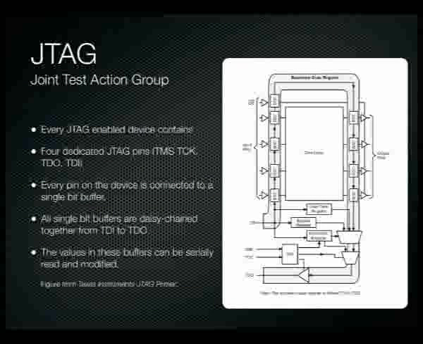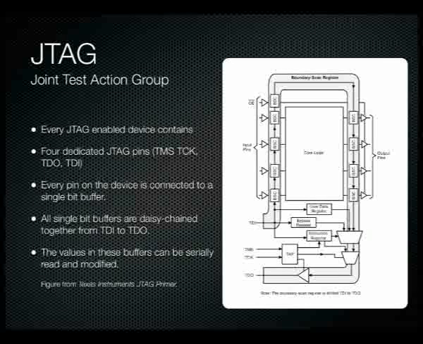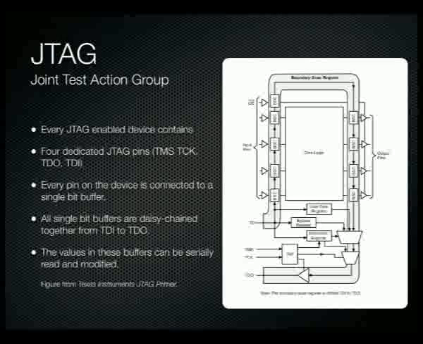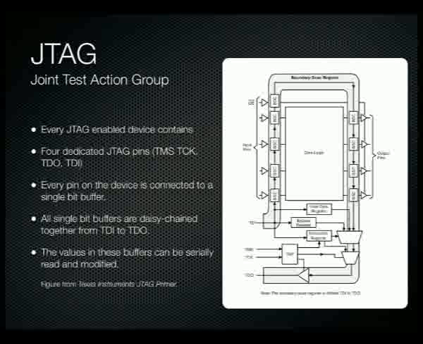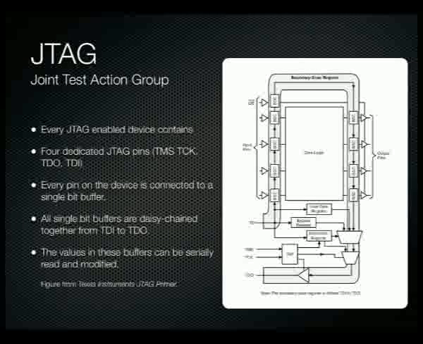One of the good things about JTAG is that every JTAG device contains four dedicated JTAG pins: the TMS, TCK, TDO and TDI. Every pin on the device is connected to a single bit buffer. So what happens is we can send a command into one of these JTAG devices and tell it to read the pins. Each pin on the processor connects to a single bit memory element, and each of these single bit memory elements is connected together in a serial fashion. So we can send the JTAG command to read the pins, and then in a serial fashion all the pin values will come out in a serial stream back to the computer.